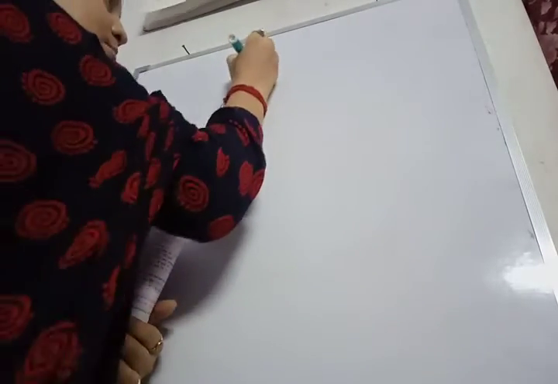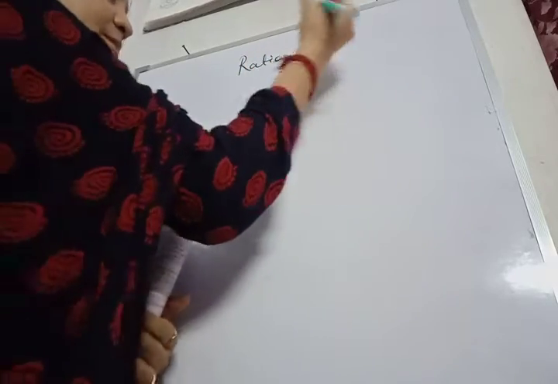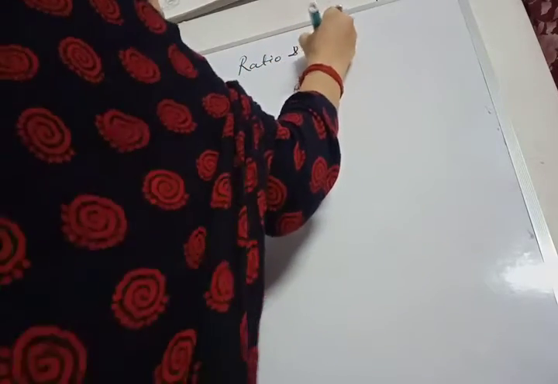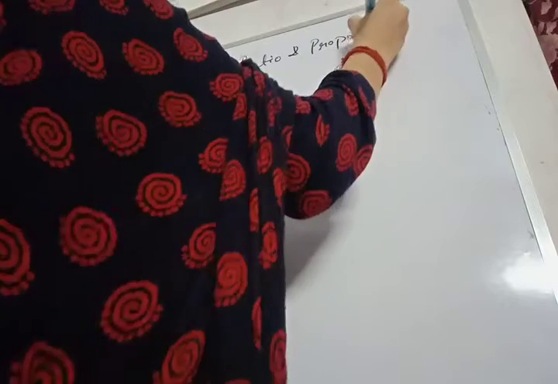So we are going to do sums on ratio and proportion. Same exercise, that is exercise B, page 112. We'll start with sum number 16.